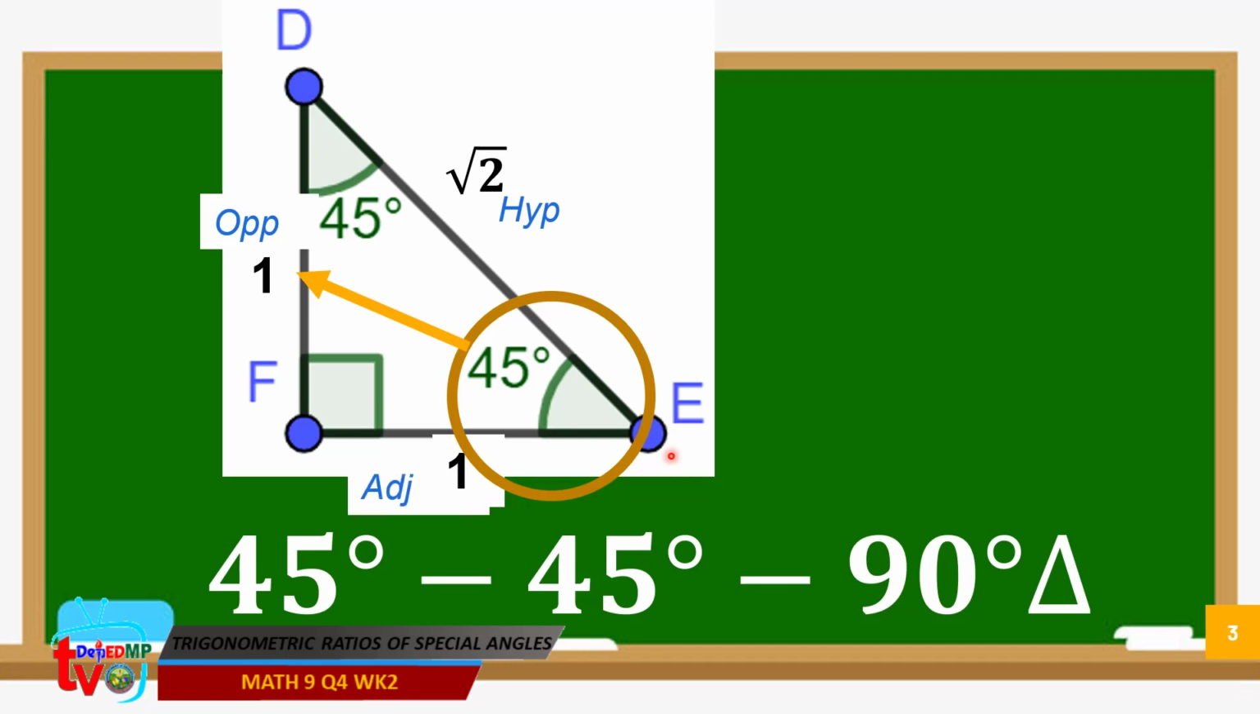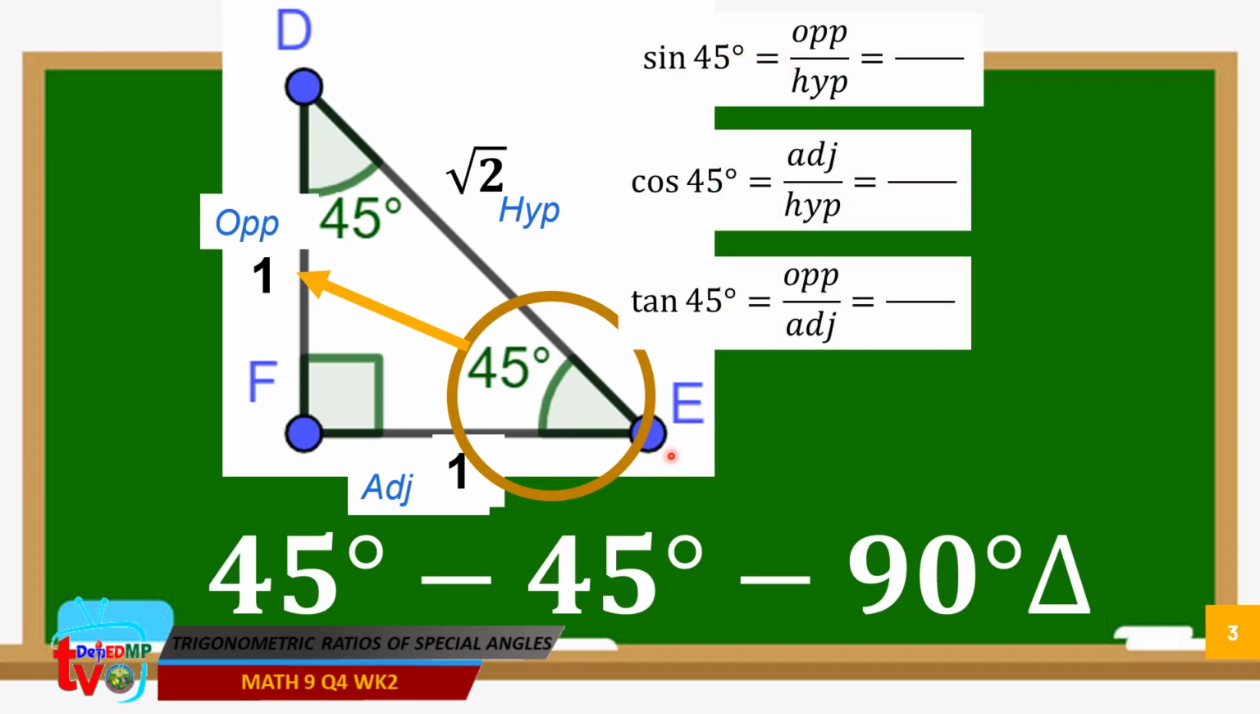Now, having identified the opposite, adjacent, and hypotenuse sides, let us solve for the sine, cosine, and tangent ratios of a 45-degree angle. From the mnemonic SOHCAHTOA, we know that sine is opposite over hypotenuse. CAH for cosine is adjacent over hypotenuse. And TOA for tangent is opposite over adjacent. Now, let us substitute the sides by the length of the sides in this triangle.